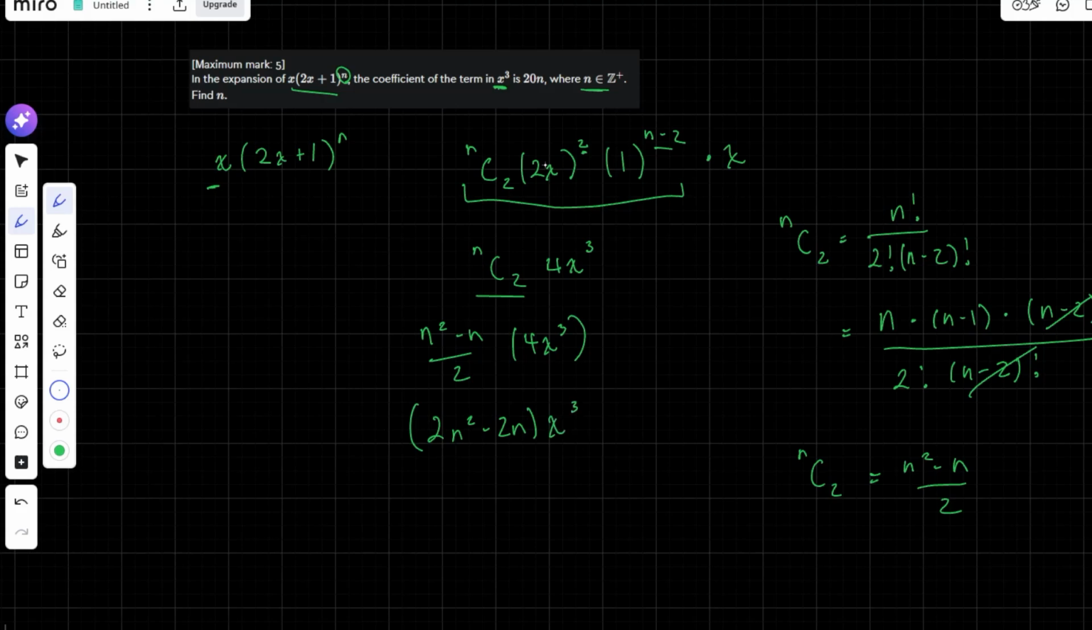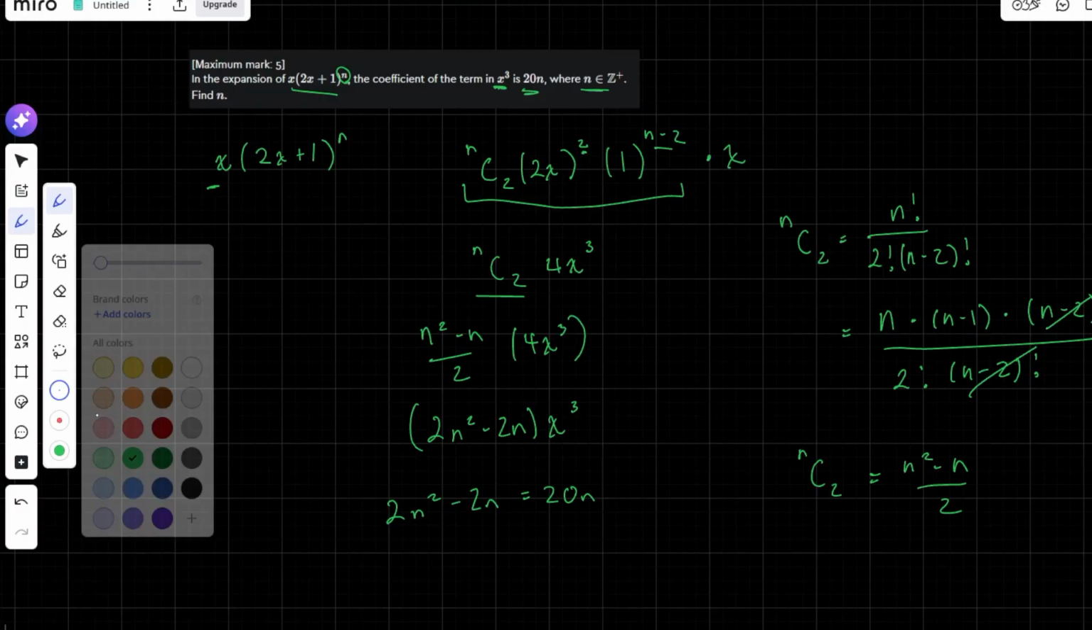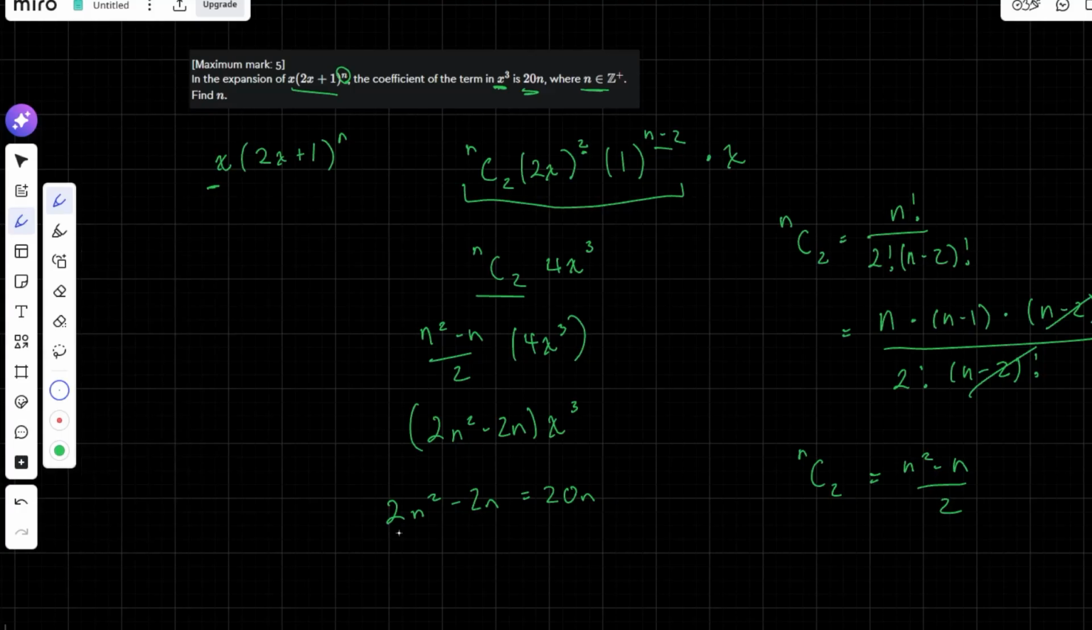Now we come back to the problem, right? So we're trying to find n. They told us that the coefficient of the x³ term is 20n. So to me, that tells me that 2n² - 2n is 20n. And we're going to have to solve this. This, to me, looks like a quadratic.